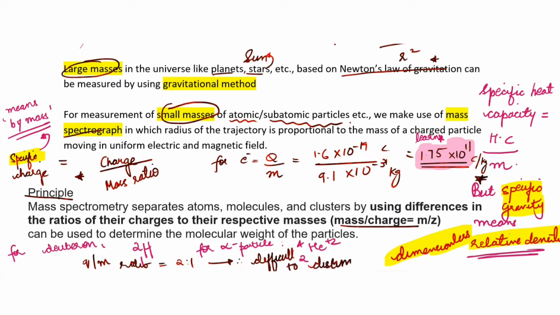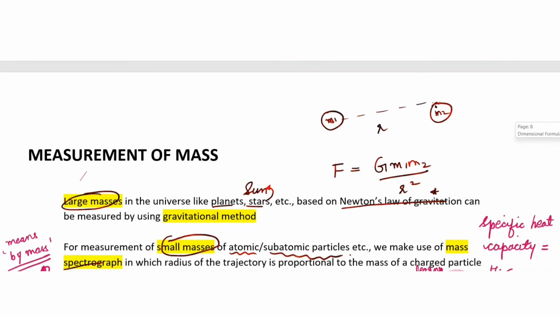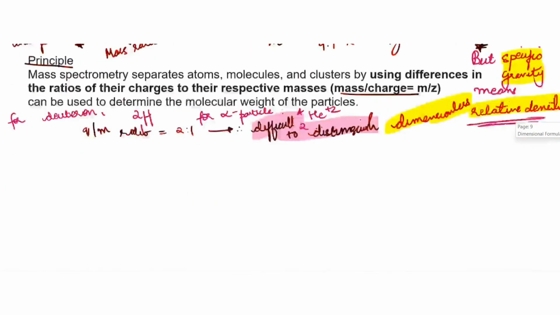So here we find that for both these particles, deuteron as well as alpha particle, the ratio is the same. Hence by using mass spectrography it becomes difficult to distinguish whether it is an alpha particle or deuteron. So you need to know that the main principle behind mass spectrography is charge to mass ratio.